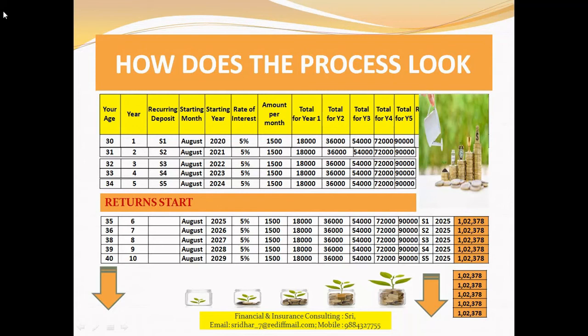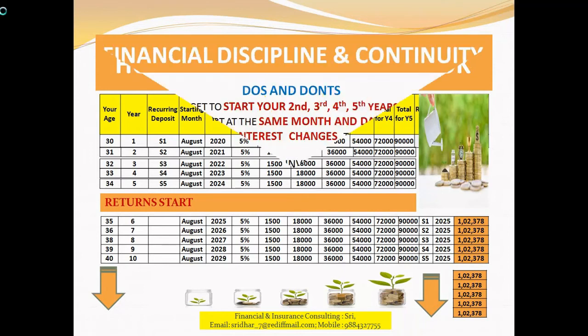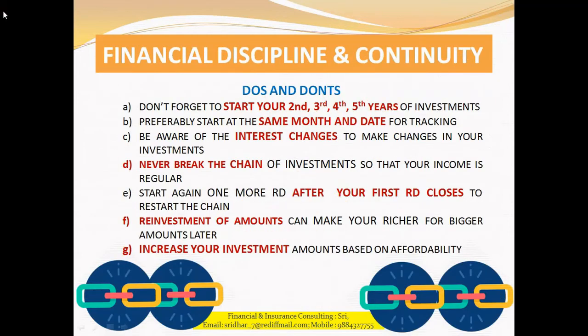Now, in the 11th, okay, let me start from this. In the 6th year, your first investment will mature. Now, don't break it. Once again, start in the 6th year, another investment called S6. Now your 11th year will get 1 lakh once again. So, continue this chain continuously as long as you can.